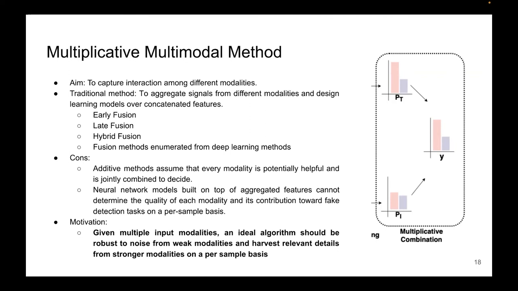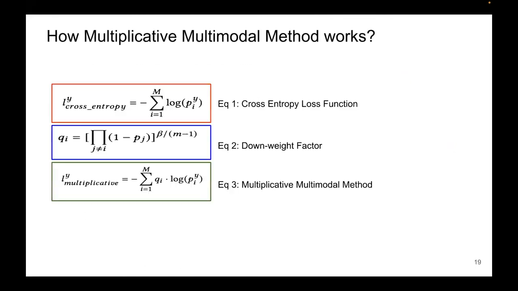Number one, additive methods assume that every modality is potentially helpful and is jointly combined to decide. Neural networks built on top of these aggregated features cannot determine the quality of each modality and its contribution towards the fake news detection task on a per sample basis. For example, fake manipulations can be introduced by fabricating either text, image, or both modalities. So given multiple input modalities, an ideal algorithm should be robust to noise from weak modalities and harvest relevant details from stronger modalities on a per sample basis. So in this work, we perform a multimodal multiplicative method, which addresses this challenge.